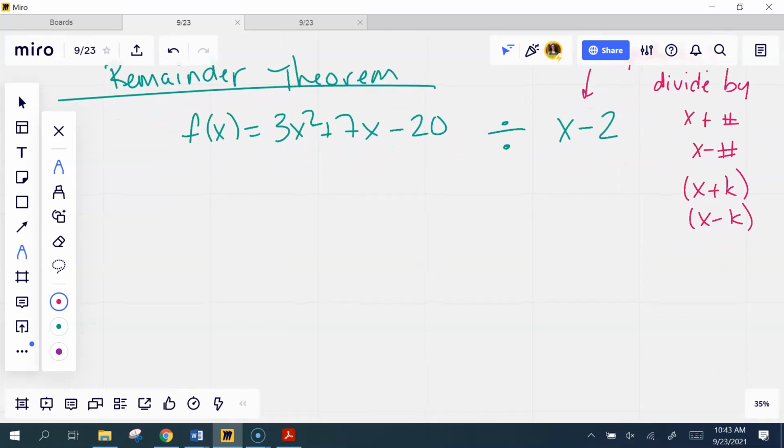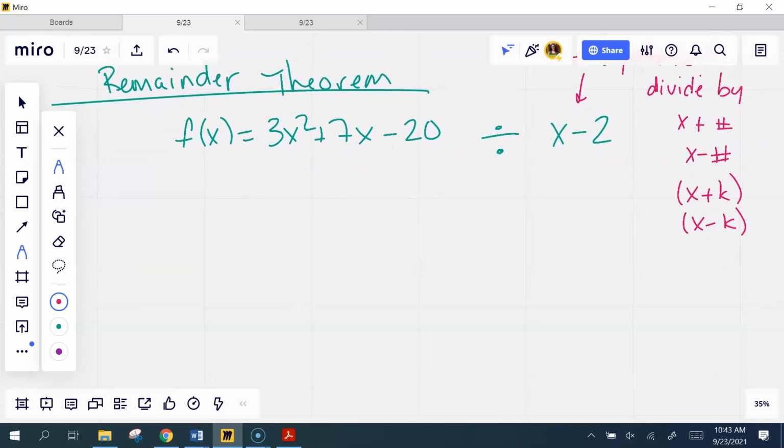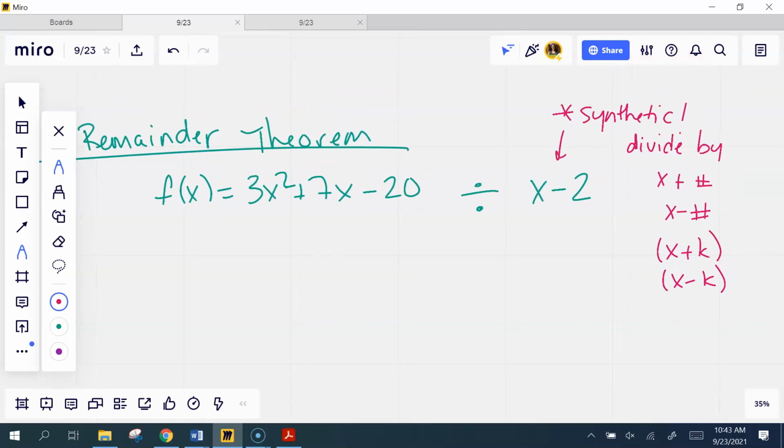So what I want you to do is divide this and tell me what the remainder is. 2 on the outside. I'll set it up for you. It's the opposite sign on the outside. Y'all don't remember synthetic? Do I need to take a minute and review synthetic? This is the opposite sign here, and these are all the coefficients. So 3, 7, and negative 20. Now you have to remember placeholders here.